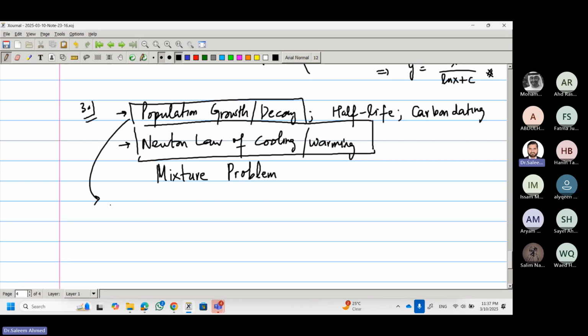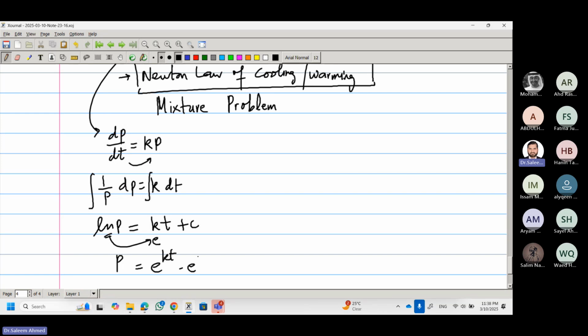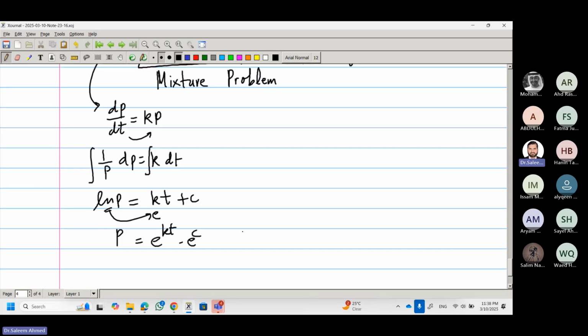So population growth and decay model is very easy. dP by dt is equal to kP. This is a separable equation. You can easily solve it by bringing P down, 1 over P dP, and bring t here. So k dt. Variables are separated, integrate. It is log of P is equal to kt plus C. Log becomes exponential on the other side. So P becomes e to the power kt into e to the power C. So from here, you will get P is equal to C e to the power kt.